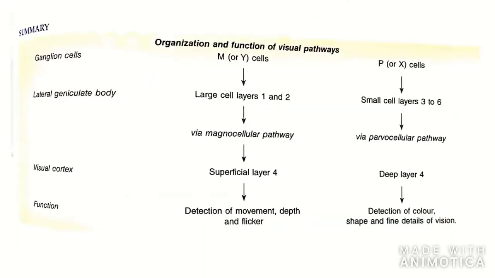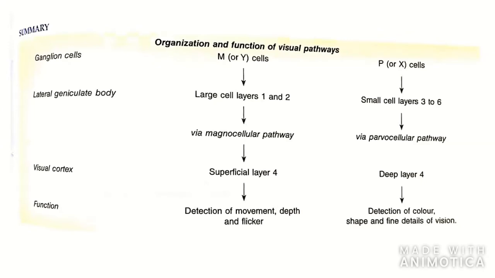So this is a summary again. The Y cells or the Y ganglion cells project to layers 1 and 2 of the lateral geniculate body via magnocellular pathway and in superficial layer 4, that is 4C alpha, and they are for detection of movement, depth and flicker because they end in the parietal lobe and form the dorsal pathway.